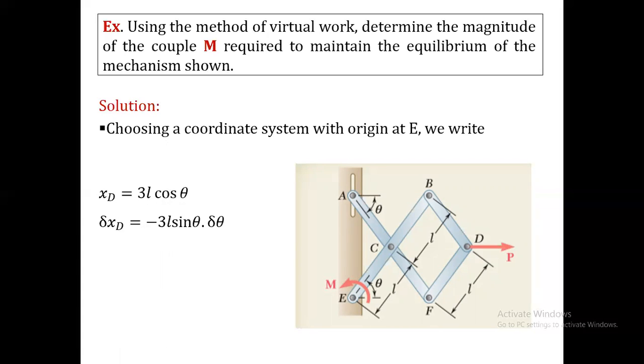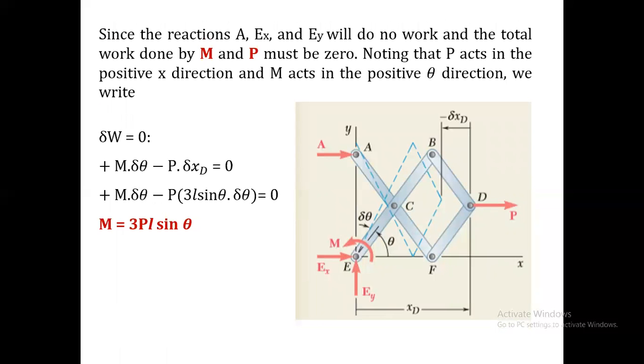So the deformed configuration of the links is as shown here by the dotted lines. If M is applied, theta increases by an amount delta theta, and this XD decreases by an amount delta XD. Since it decreases, it is shown as minus delta XD.